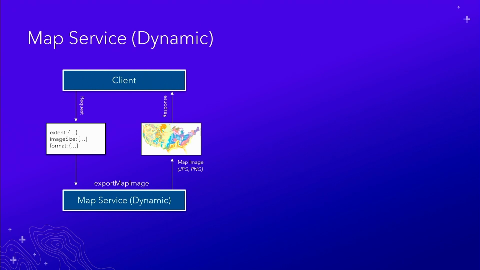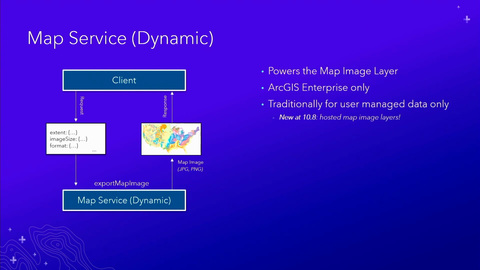The server will then take that input and in effect output a bespoke image representing that specific client's request, and it will pass that back in the response or host it on a web server for the client to access. And the client can then display that image much like it would display a logo or any other type of image. It's a static image in the web browser or the client application. So dynamic map services are really what power the map image layer within your portal.